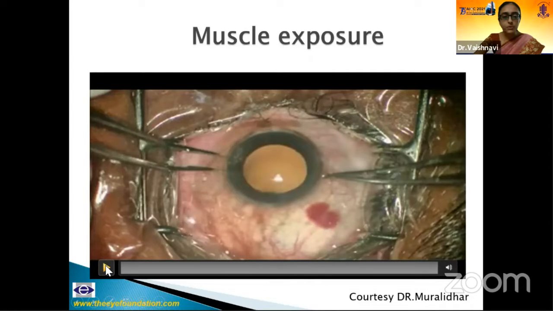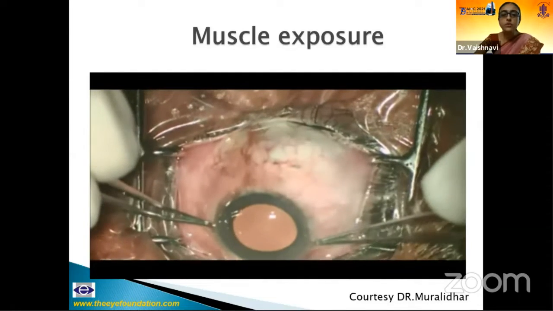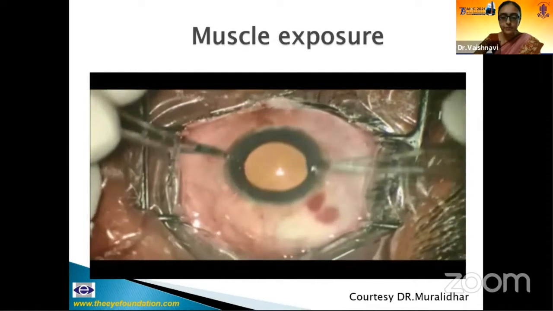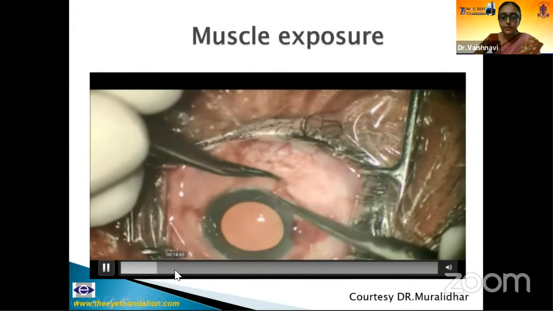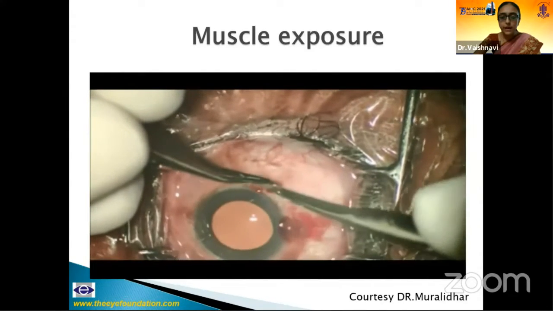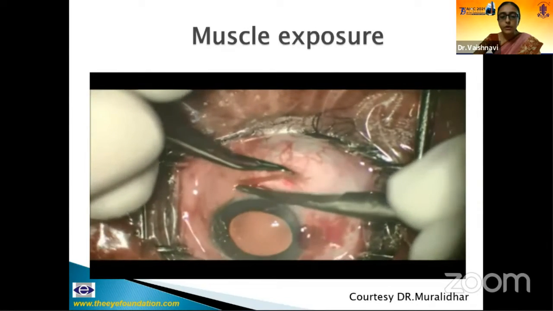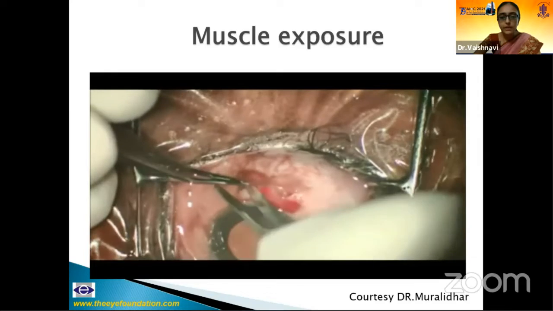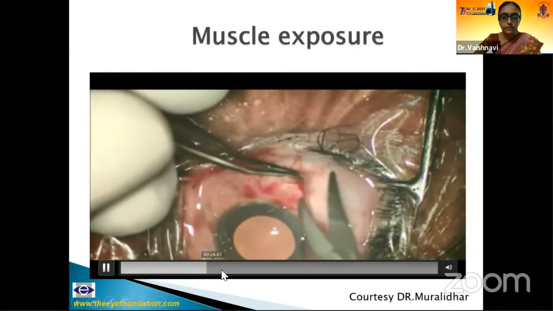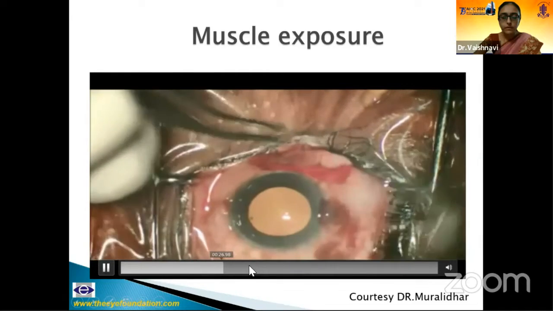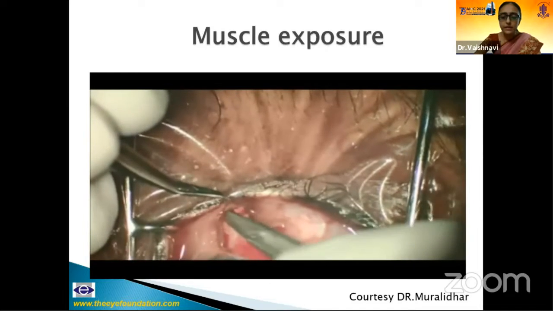Coming to the muscle exposure. Before you exercise a muscle, always do a force reduction test on table. The conjunctiva is incised with blunt end scissors, and two radial incisions are made in the conjunctiva. The intermuscular septum in the supranasal and the infranasal is buttonholed.